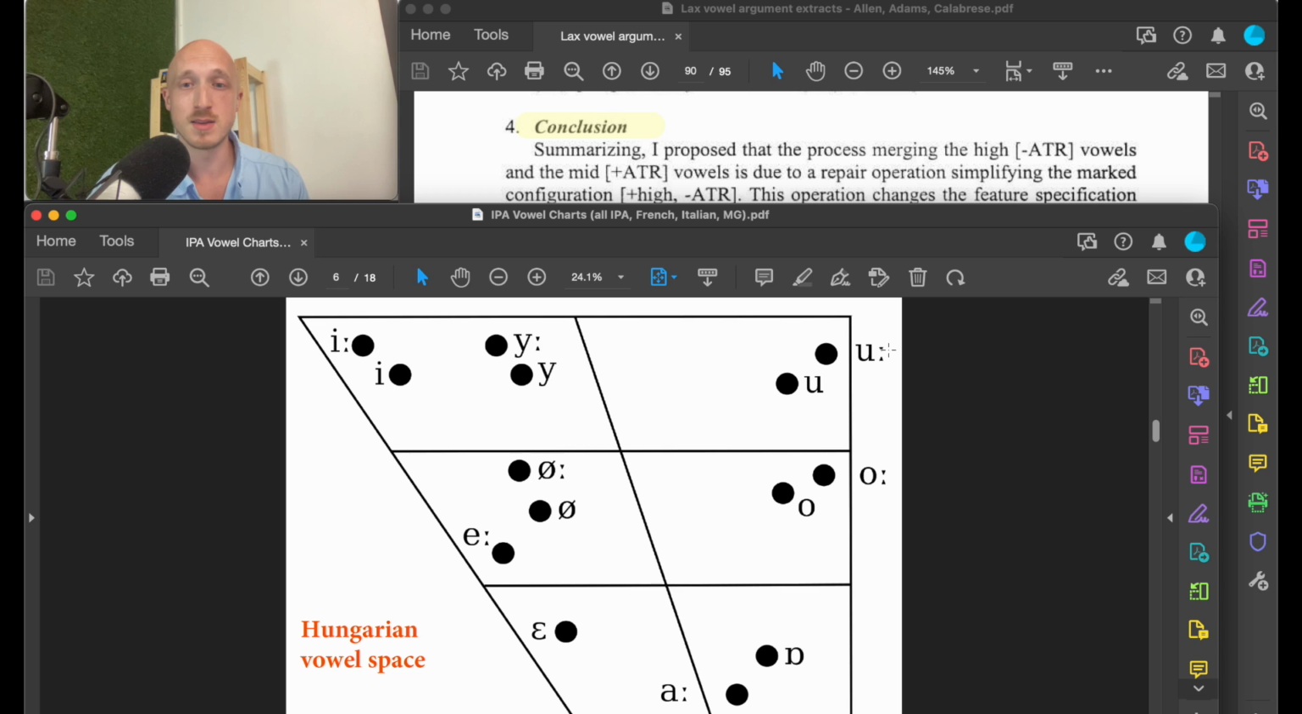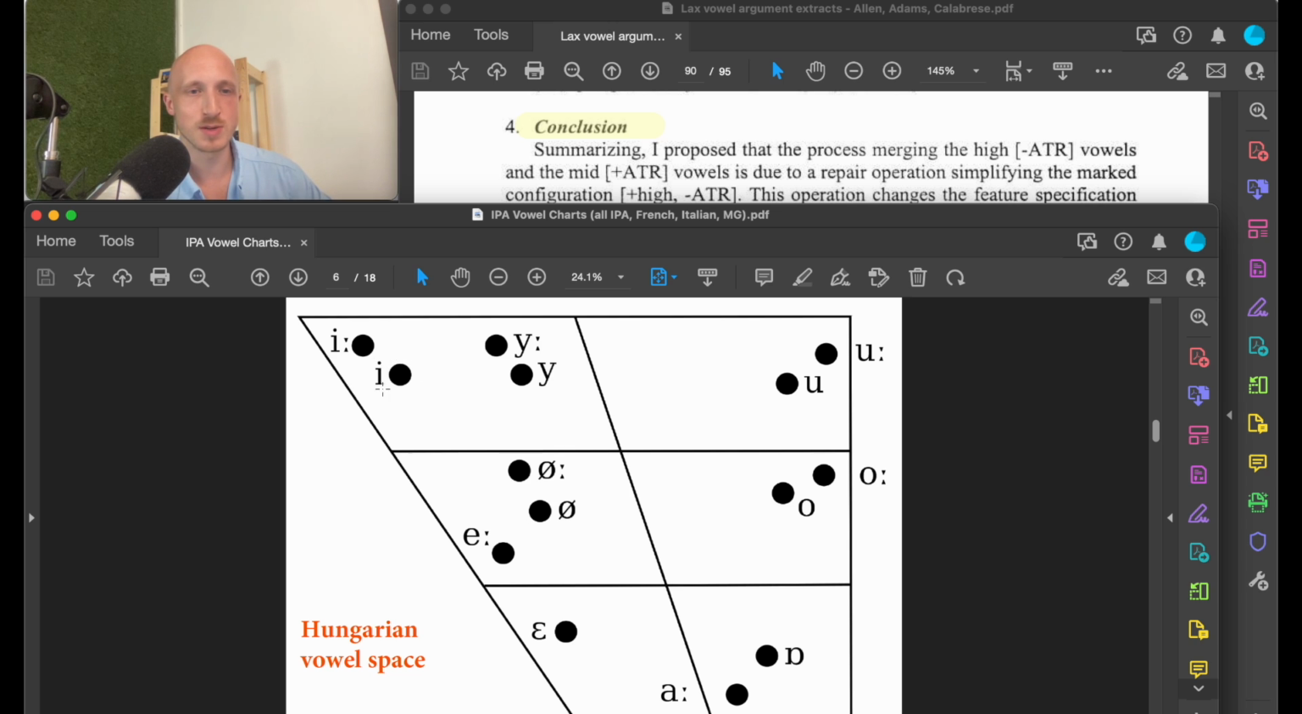We have the U and shorter U. Now, they're written as centralized, but after listening to quite a few samples of Hungarian, man, I cannot detect a difference. And that's probably because they're both just really close up in the corner. So the languages that I know best, English and Italian, they're all basically in the same position.